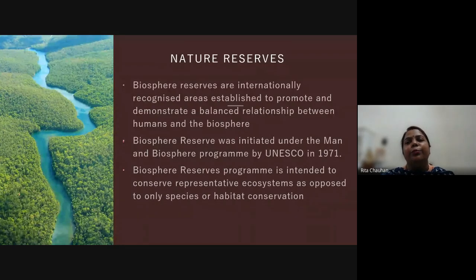Then lastly we come to the nature reserve. This is again a method by which we can conserve the animals, and UNESCO initiated this in 1971 through a project called Man and Biosphere Program.